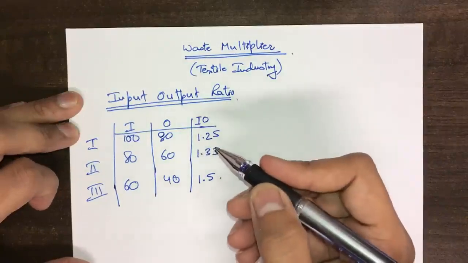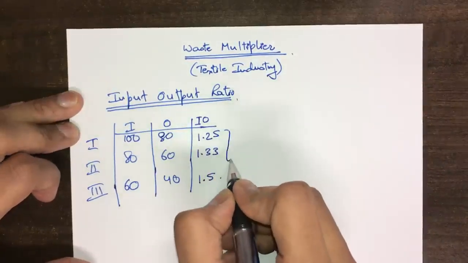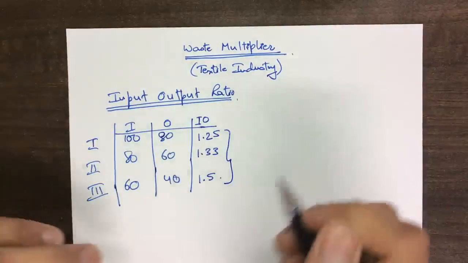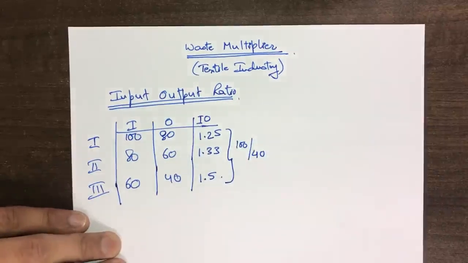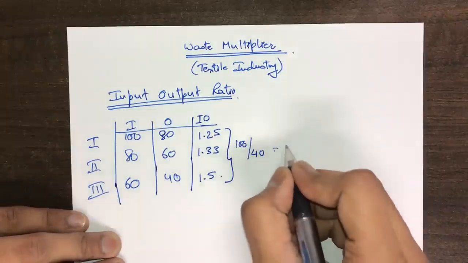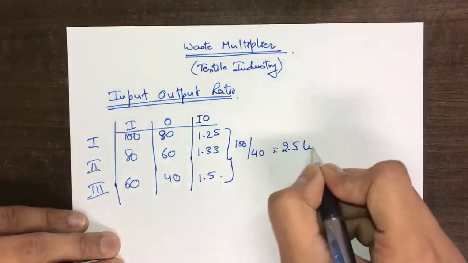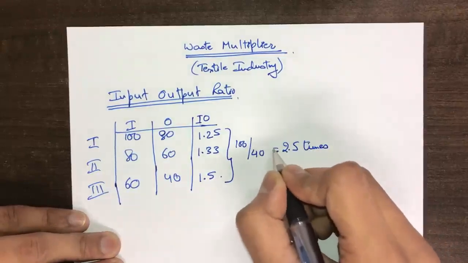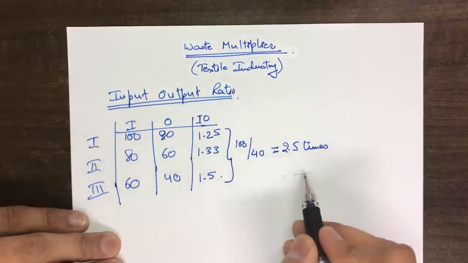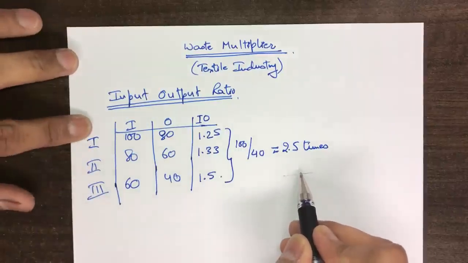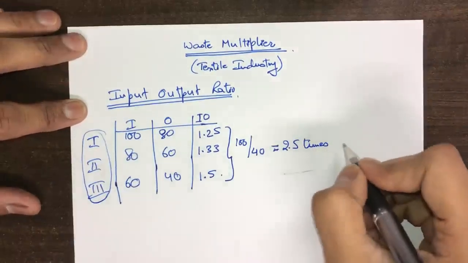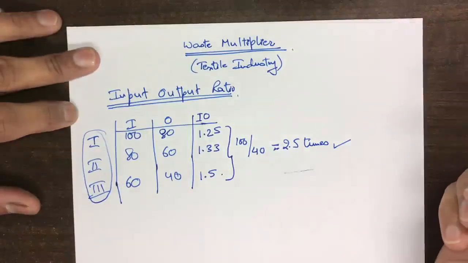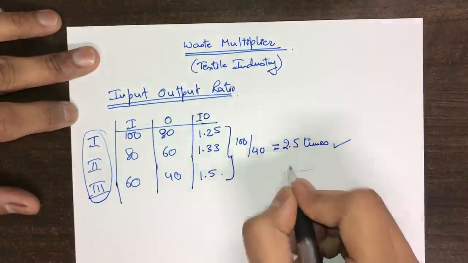Now if I ask you, what is the input output ratio of the entire process? Then what is going to be your answer? Sir, our answer will be that the input output ratio for the entire process is 100 divided by 40, which is 2.5 times. 2.5 times is the input output ratio of the entire three processes taken together. Absolutely, sir.